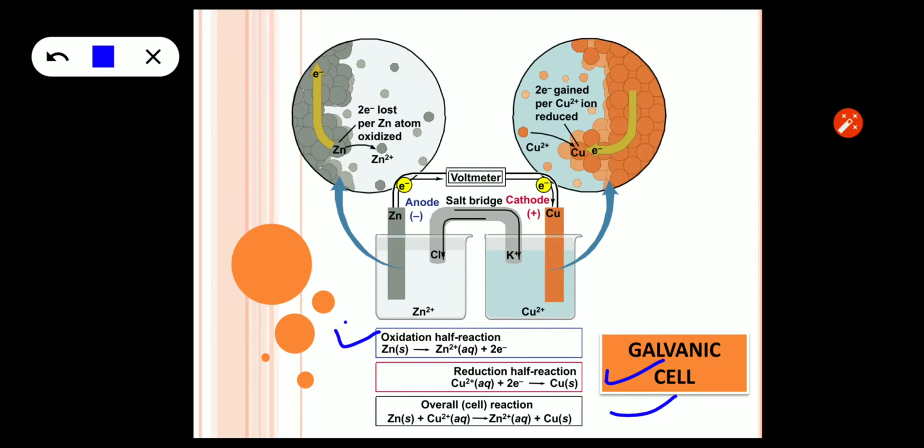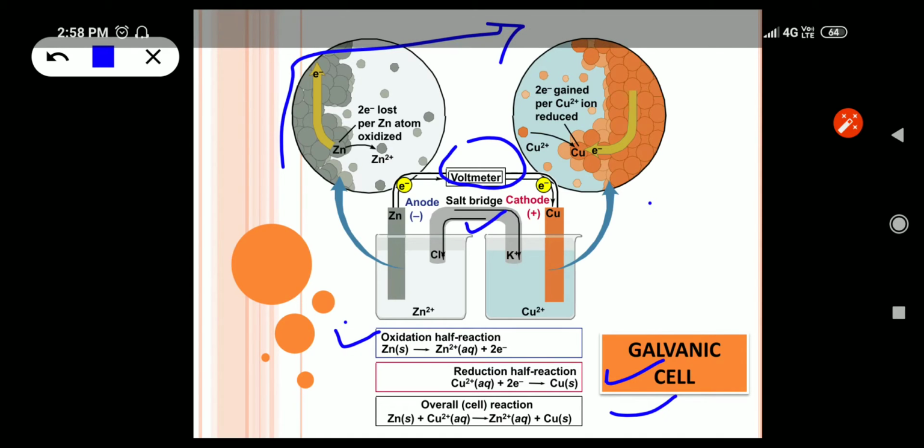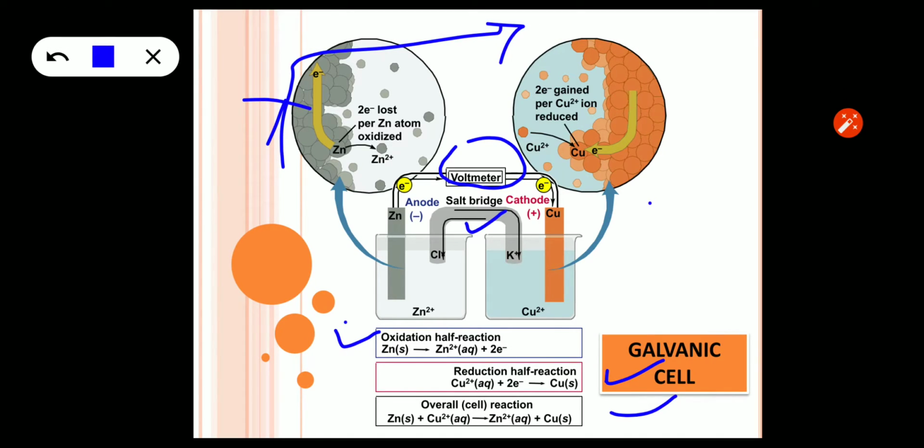Here the anode and cathode are connected internally through the salt bridge and externally through the voltmeter. Remember, if you do not connect the anode and cathode through the salt bridge, electrons will not flow from anode to cathode. So, let us understand what is the role of the salt bridge.